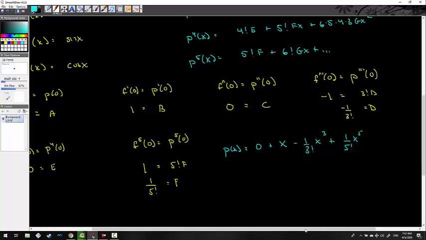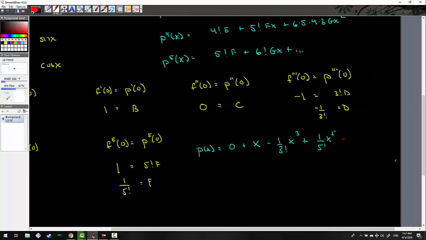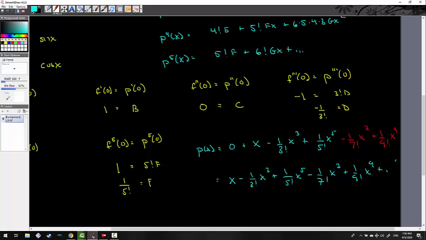And I think from here we might be able to start establishing a pattern. You might be able to start saying, okay, I think I know what the rest of this is going to become. The rest of this is going to become minus 1 over 7 factorial x to the 7th, plus 1 over 9 factorial x to the 9th, and down the chain we go. So it looks like we're doing every odd iteration here. So I'll just do this without the 0. x minus 1 over 3 factorial x cubed plus 1 over 5 factorial x to the 5th minus 1 over 7 factorial x to the 7th plus 1 over 9 factorial x to the 9th plus dot dot dot.